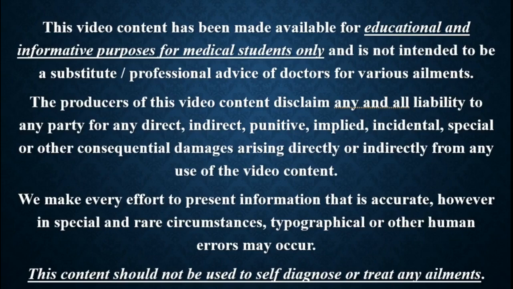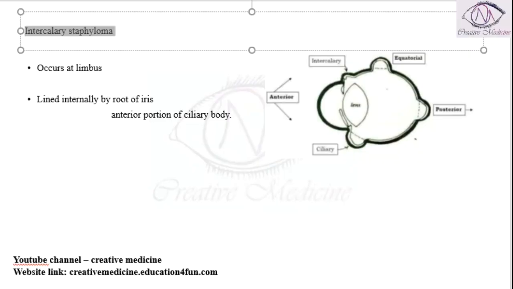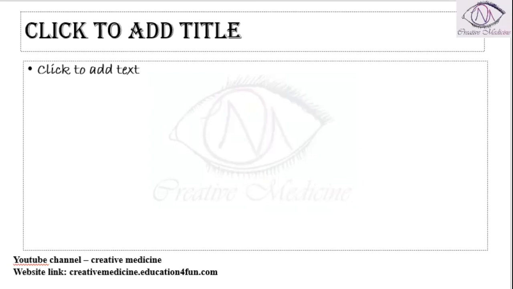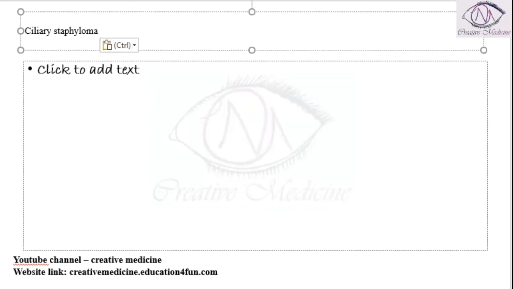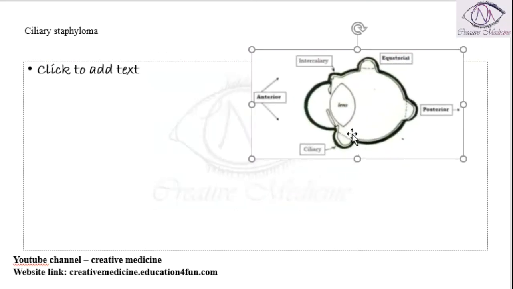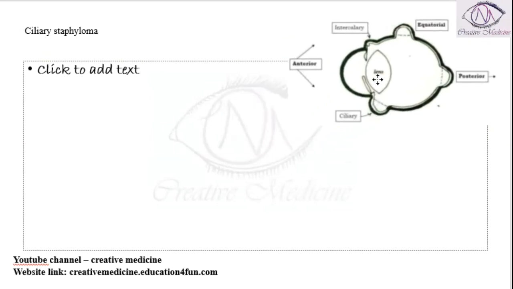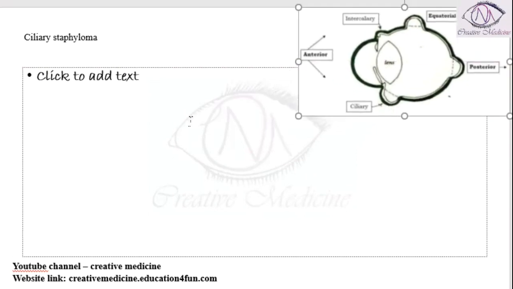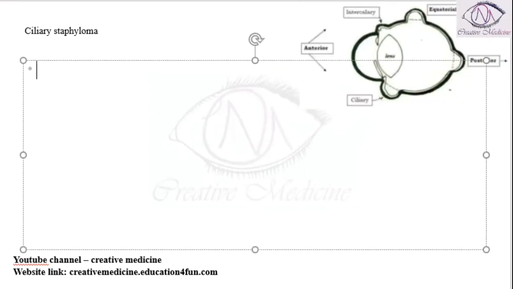In this lecture, we will learn about ciliary staphyloma. In ciliary staphyloma, the ciliary body goes into the staphylomatous portion. So this is the ciliary staphyloma, where this is the ciliary body with pars plana and pars plicata. This is going into the herniated portion. So this is the ciliary staphyloma.